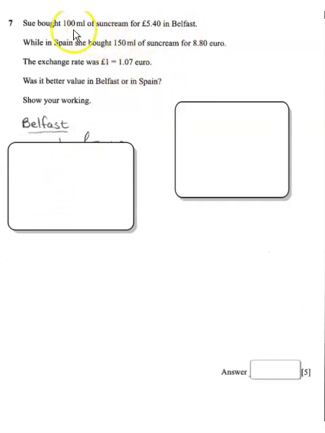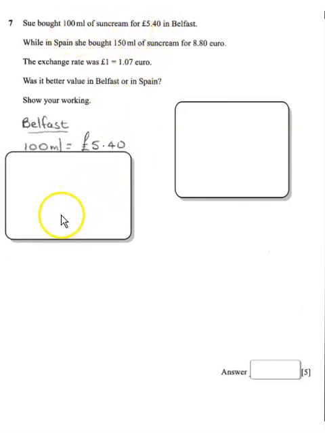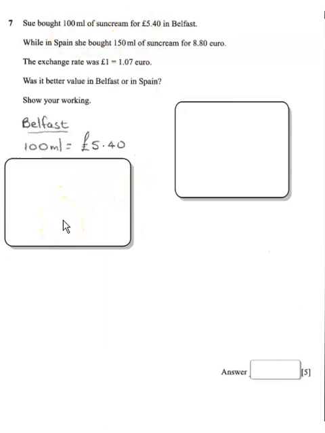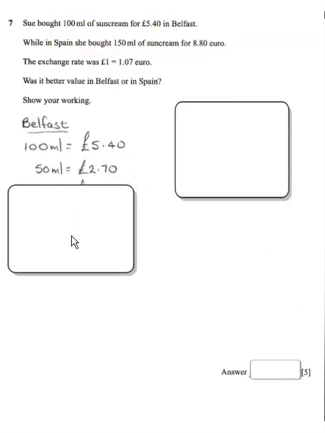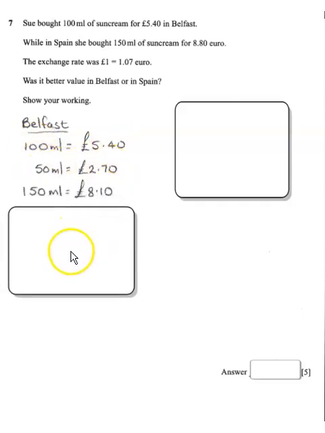What I'm trying to do is to see how much it would cost for 150 millilitres of sun cream in Belfast. So we start off with 100 millilitres equals 540, and then I've found out how much it would cost for 50 millilitres, which is 270. So I've halved that, so I've halved this side as well. And then I've found out what 150 millilitres would be equal to, £8.10 in Belfast.